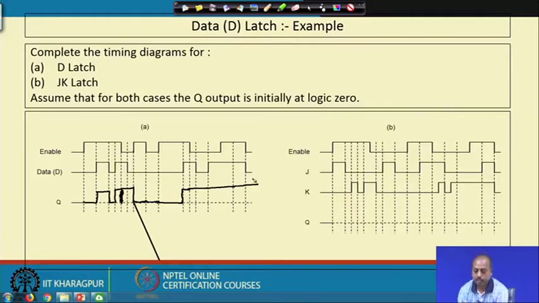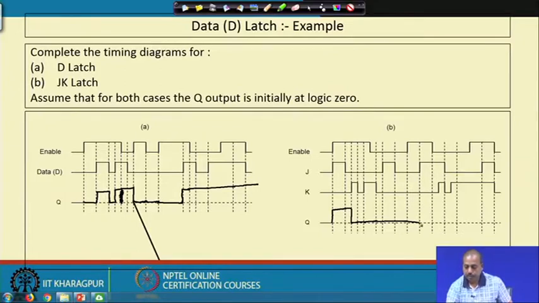Here this Q is 0. Now, this enable is high and J is 1. As a result it will become high, it will continue like this. Then at this point K is high, so it will come low. K is again becoming high, J is continuing to be 0. After this enable has become 0. Enable becomes 1 at this point, but J and K both are 0. As a result it will continue with the previous value of Q.